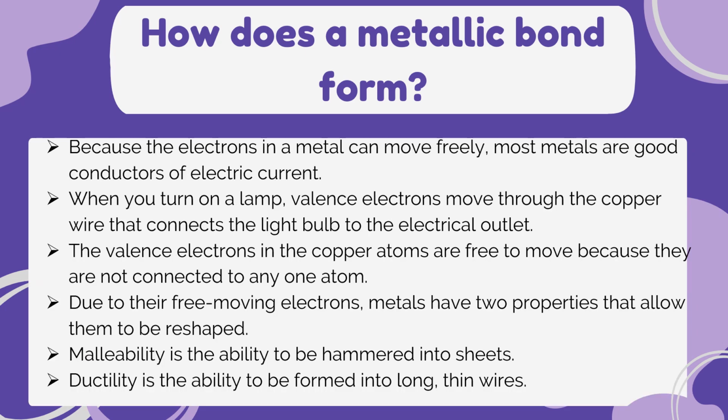And also, because the electrons in the metal can move, most metals conduct electric current. When you turn on the lamp, the valence electrons move through the copper wire that connects the light bulb to the electric outlet. The valence electrons in the copper atoms are free to move because they aren't connected to any other atom. And also, the free-moving electrons give metals two properties that allow them to be reshaped.